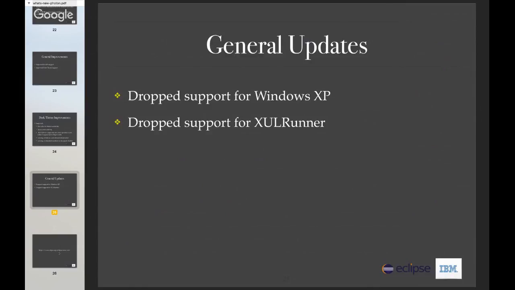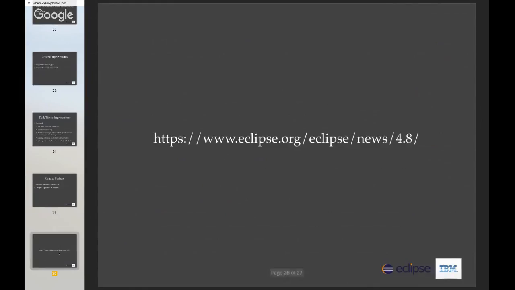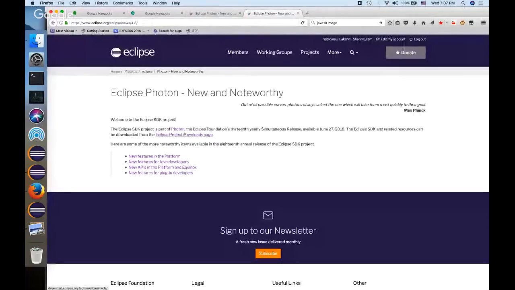So these are all the new important features in Eclipse Photon, which I have covered in the session. But there are a lot of other new APIs which are available, which I have not covered in the session. So please visit this link, which is the Eclipse Photon new and noteworthy page, which lists all the APIs and all the features which are part of the Photon release.